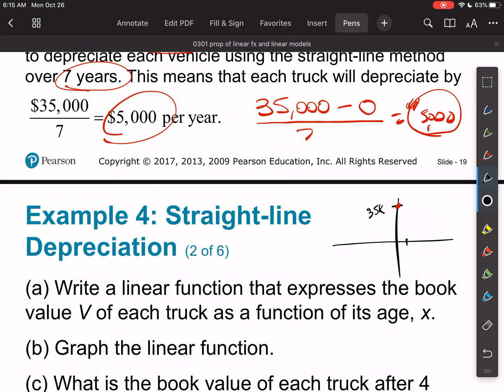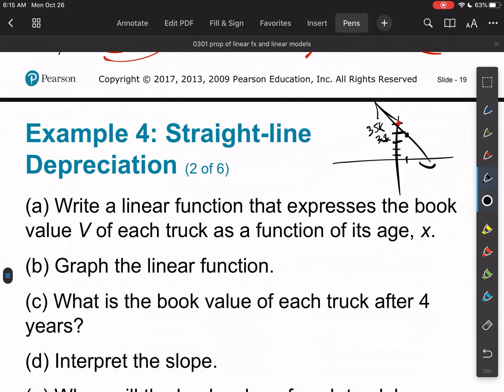At year 1, we've dropped value by 5,000. So now if we're going by 5,000s here, if this is 30K, now we're here. And then 25, 20, I didn't have enough room here, but anyway, this thing will end up being a line that's going down over time. So the graph would look something like that.